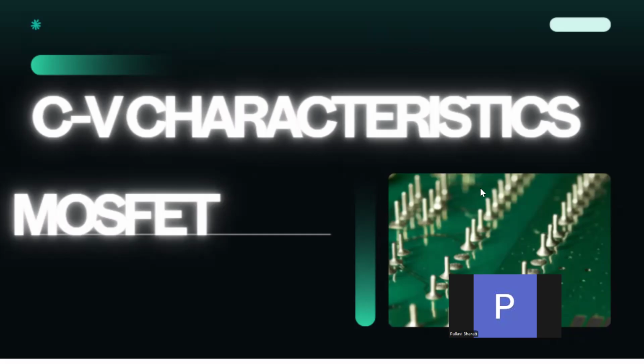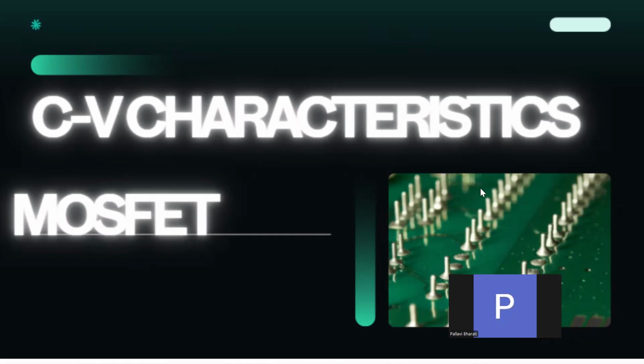Hello students. So, CV characteristics of the MOSFET. Previously we did the band bending. I explained the basic structure of the discrete band and how the band structure becomes when you bring the metal, oxide and semiconductor together. So today we will study the CV characteristic of the MOSFET.